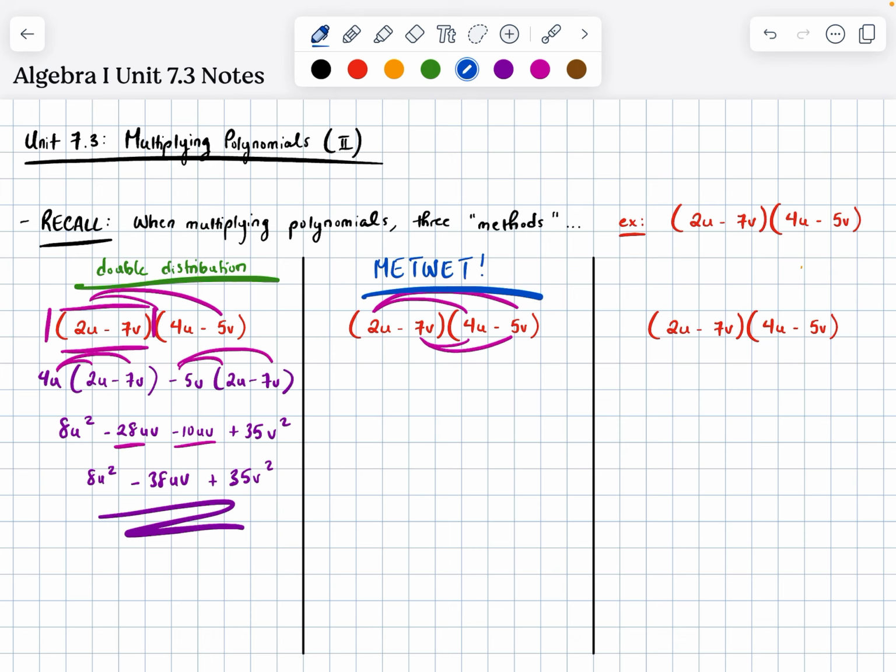Now, we are not going to call it the dirty 4-letter F word that you cannot say in math class. There's only one of them. This is, has been, always will be, METWET and nothing else.